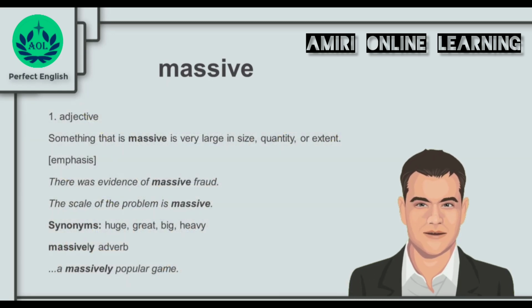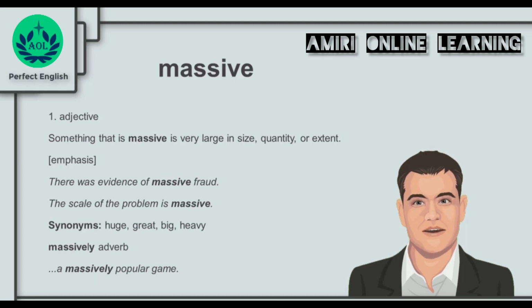Something that is massive is very large in size, quantity, or extent. And we use this word to emphasize the greatness of something. For example, we say there was evidence of massive fraud, very big, great fraud. Or we can say the scale of the problem is massive, is very big. And synonyms for massive are the words huge, great, big, and heavy.